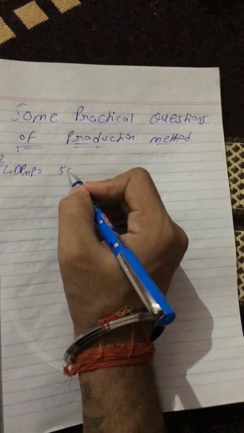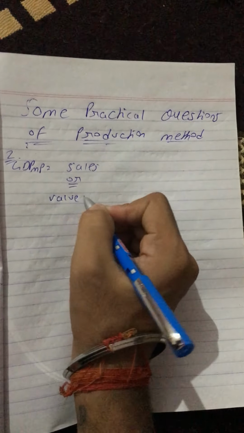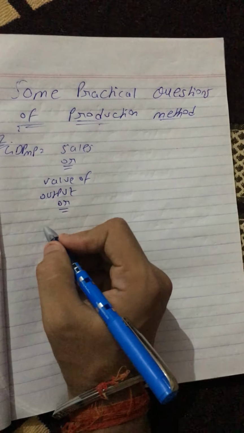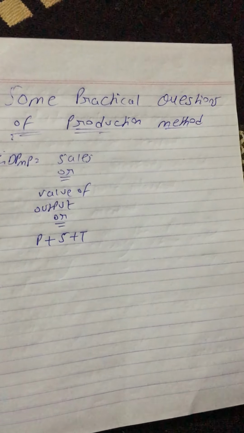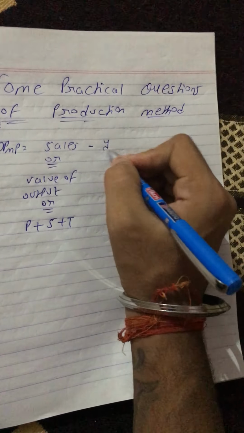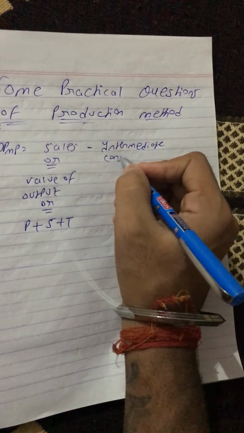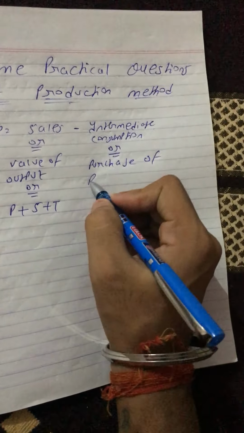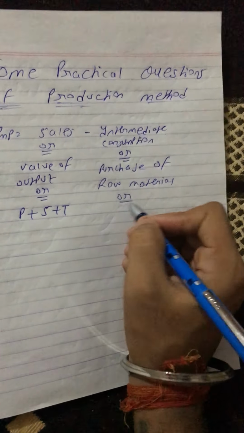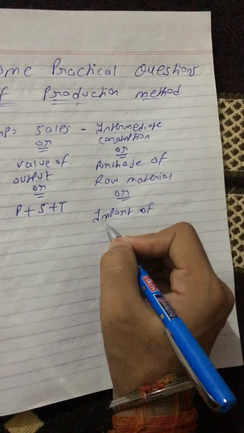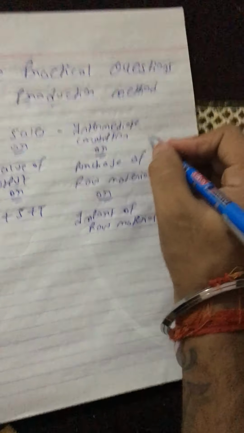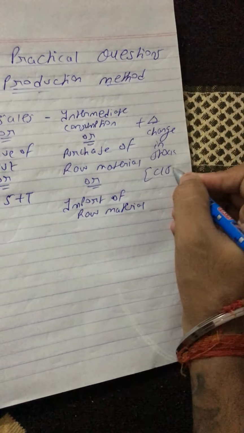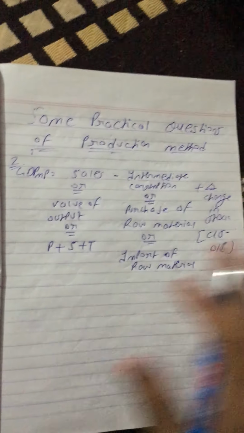Starting from GDPMP, the formula is sales or value of output, or primary plus secondary plus tertiary sector, minus intermediate consumption, or purchase of raw material, or import of raw material, plus change in stock. The formula is closing stock minus opening stock. Clear? So beta, this is your formula.